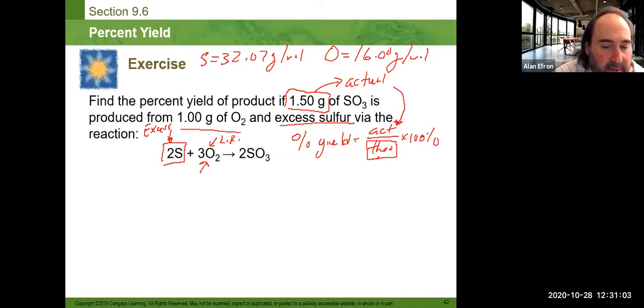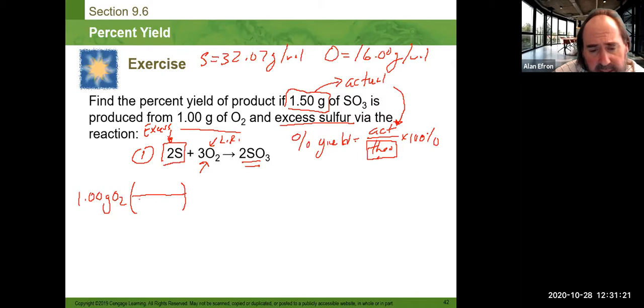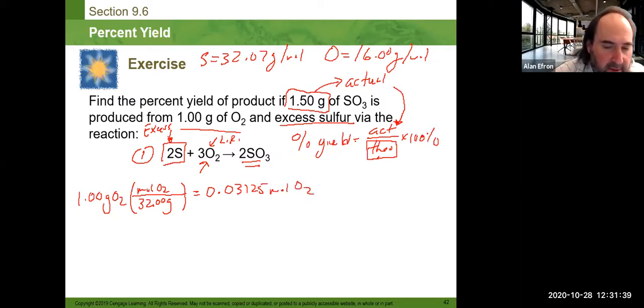So really, this is just a basic stoichiometry problem at this point. We want to figure out, starting with our 1 gram of oxygen, how many grams of our SO3 would we produce. So step 1, our equation is balanced. Step 2, we want to convert those grams into moles. Again, go into the periodic table. The molar mass of oxygen is 32 grams per mole. That's going to give us 1 divided by 32, which is about 0.03125 moles of oxygen.